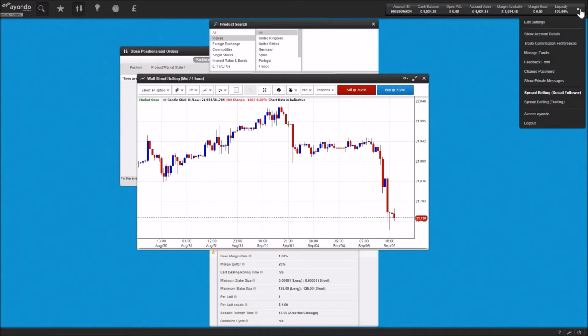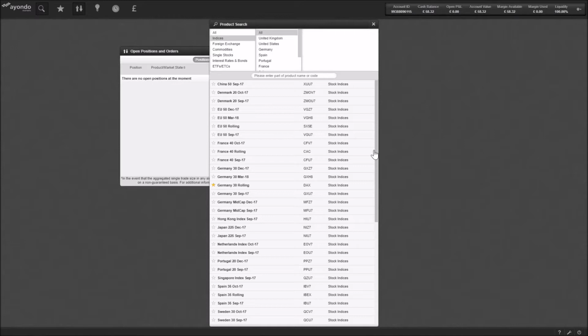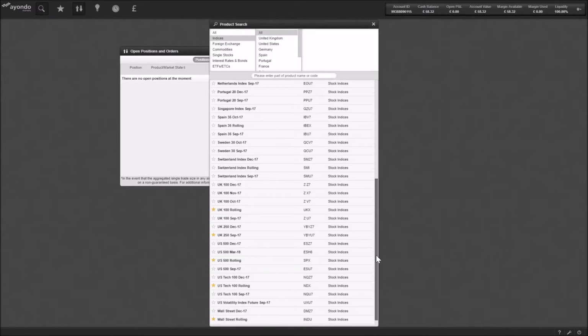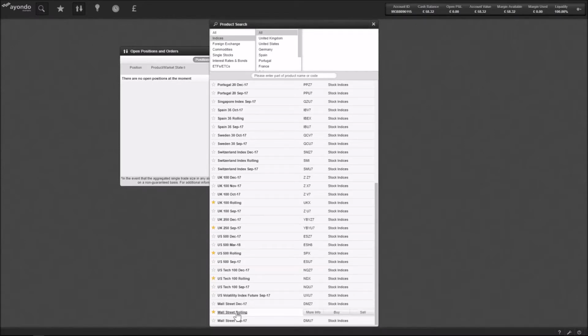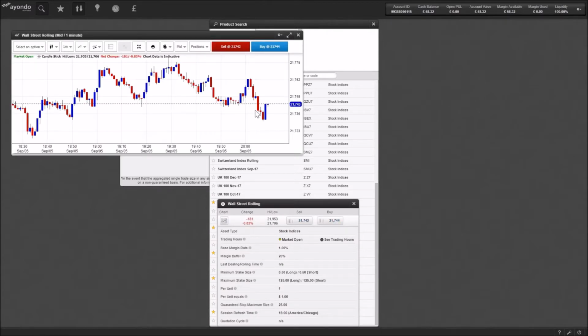So that's why you might want to make sure you log into, here we go, hopefully you can see it down here on the drop down list. Spread betting, social follower, that's where I am now. And if I go to spread betting trading, there we go. This is an account for trading, and I don't use this account that's tied to that social account. It's only got £58 in there. So it's very easy to flip onto doing your own trading. If we go back to our Wall Street market, there we go, Wall Street rolling, and you can see the spread is tighter.